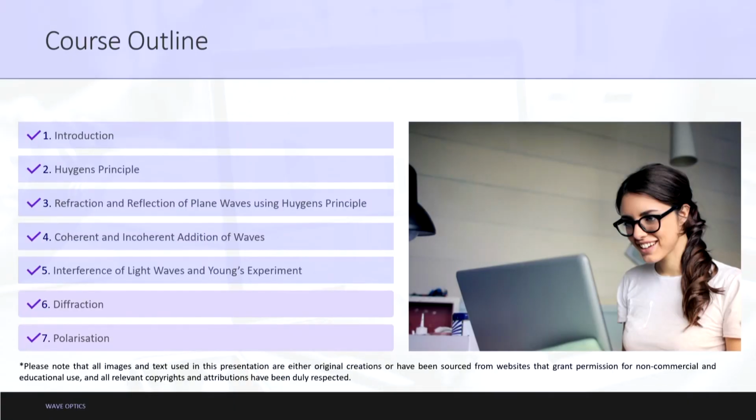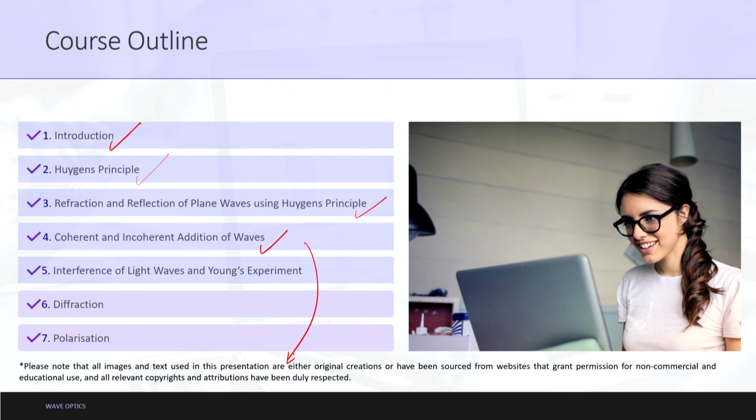So, first of all, a little course outline for you. In the last lecture we started with the introduction of this chapter. Today we will go into a much deeper discussion of Huygens principle only. After the Huygens principle we will study the refraction and reflection of plane waves using Huygens principle. So, how is the Huygens principle applicable to deriving the laws of reflection and refraction? After this we will study a new concept called coherent and incoherent addition of waves. A little detailed discussion is required for number 4, and then we will go on with the further discussions.